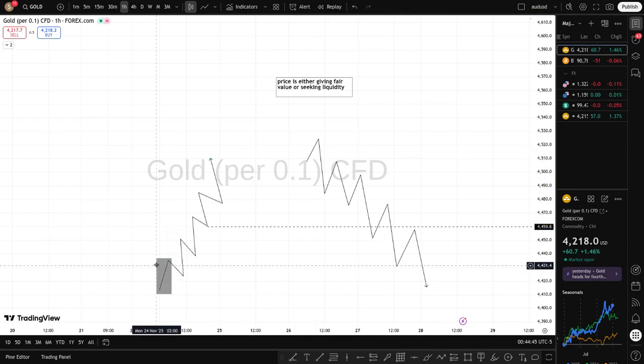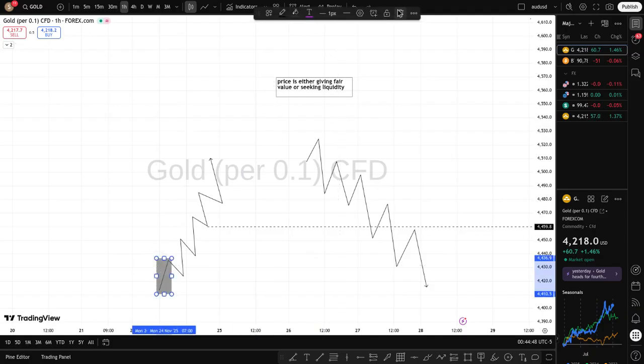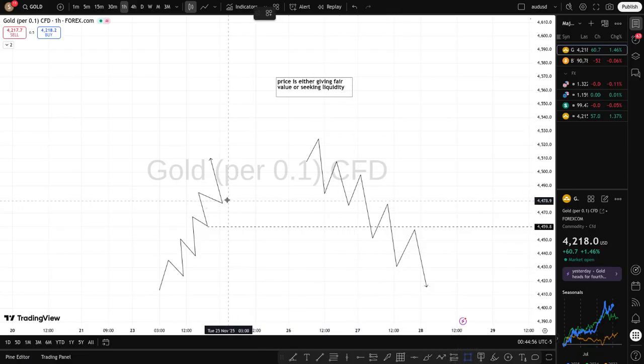If price has given fair value in a certain place, it has no need to give fair value at that same place again, because fairness has been given already at that point. And so let's take, for instance, this impulse move that has happened in the market.